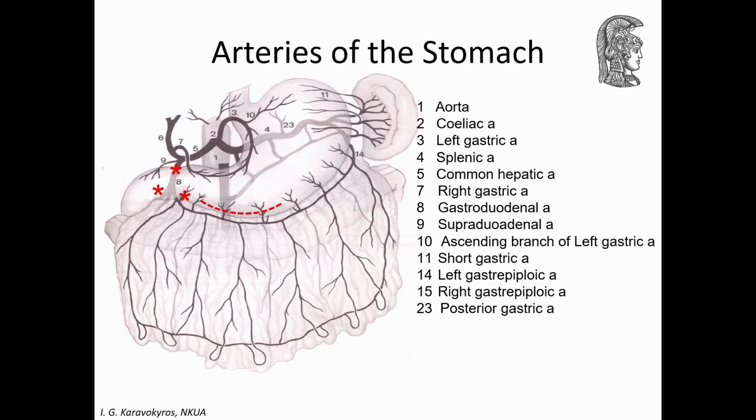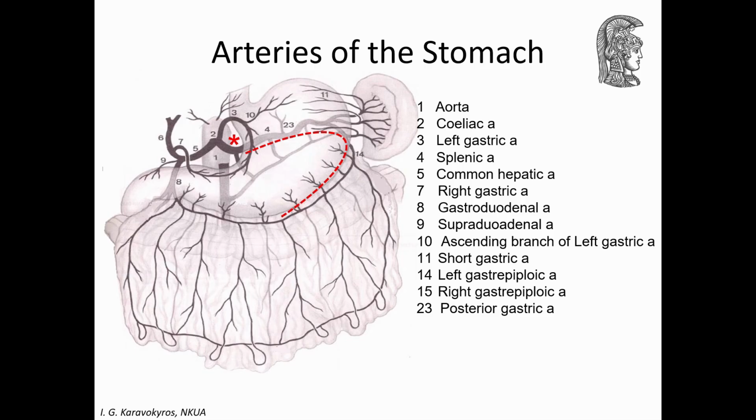The gastroduodenal artery courses across the first part of the duodenum on the head of the pancreas, giving rise to the superior pancreatoduodenal and the right gastroepiploic artery. This courses along the greater curvature supplying the stomach and the omentum.